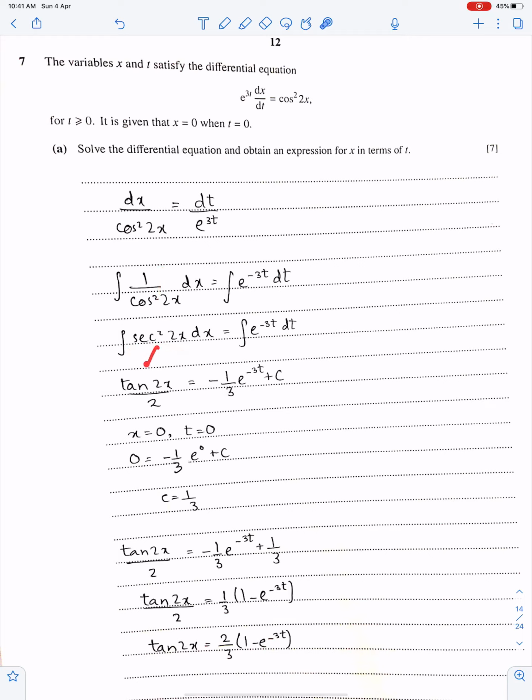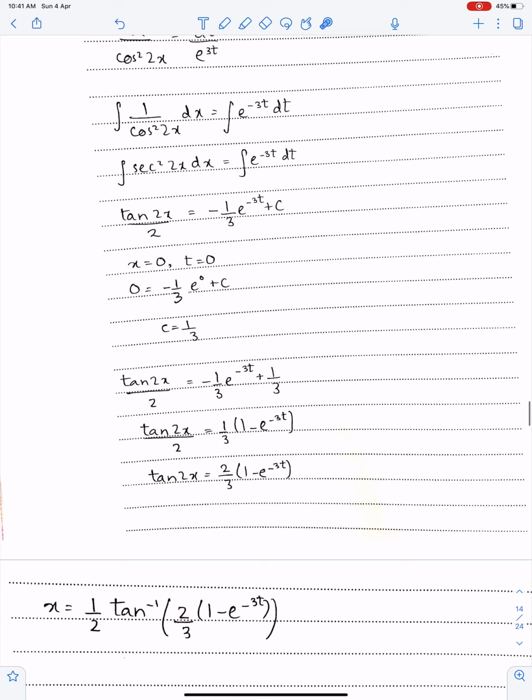Sec square, the integral of sec square is tan 2x upon 2, e minus 3t upon minus 3. By substituting these values, we can get the value of c. Now we need to make x subject. For that, we need to take tan inverse. So x is half tan inverse this thing.